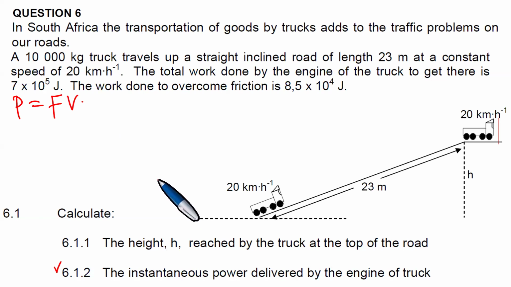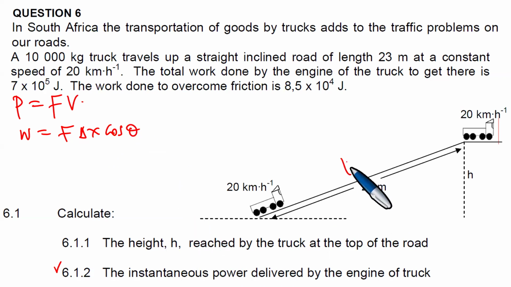And so at this point, we can see that we do not have the required force, because for the instantaneous power delivered by the engine of the truck, we need the force that the engine of the truck is applying to have the truck moving upslope. So we use the formula to find the force that the engine of the truck is applying. So you're going to use F delta X cosine theta.